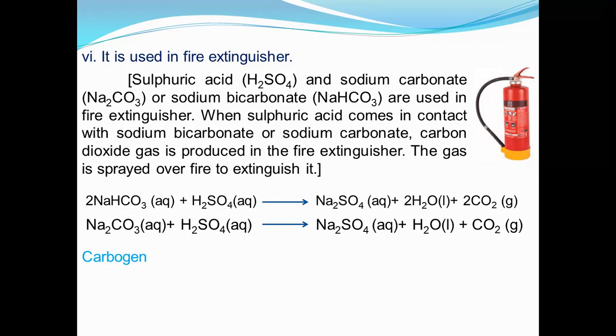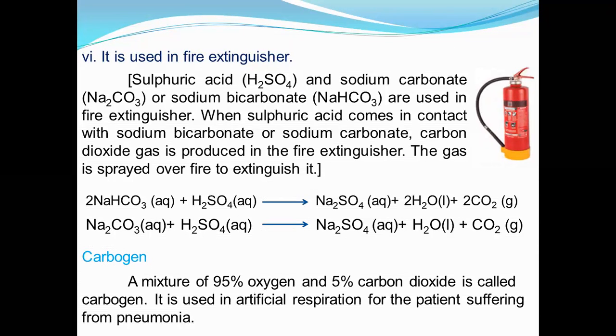So and carbogen, you also can use carbon dioxide is used in artificial respiration, we can say that can be used. So if you see here, a mixture of 95% oxygen and 5% carbon dioxide gas is called carbogen, right? A mixture of 95% oxygen and 5% carbon dioxide is called carbogen.